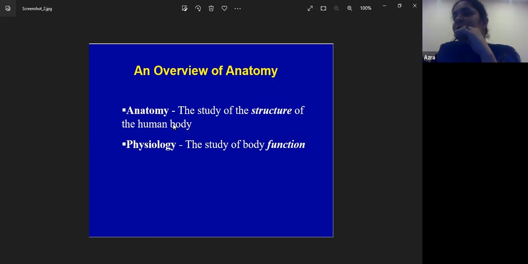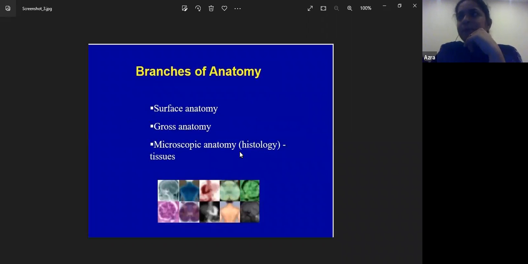So anatomy, Bismillahirrahmanirrahim. Anatomy is the study of the structure of the human body, and physiology is the study of body function. Now to the branches of anatomy: surface anatomy, gross anatomy, and microscopic anatomy, which includes histology and tissues. In the previous class, we studied surface anatomy and gross anatomy. Today we will study tissues, like microscopic anatomy. First, I will just review this.